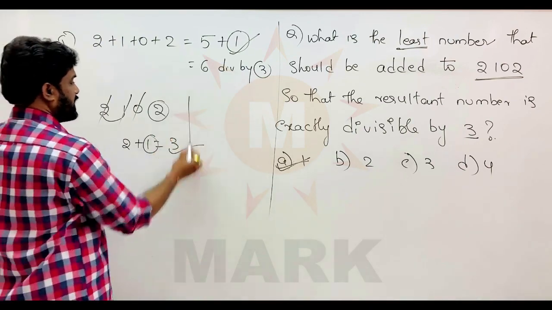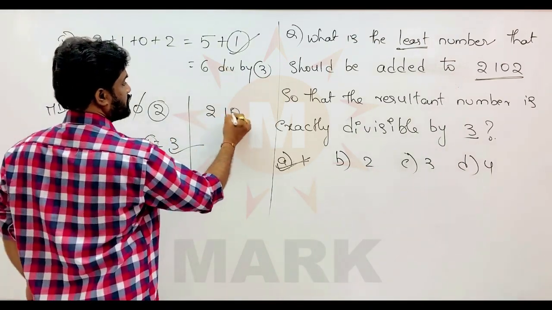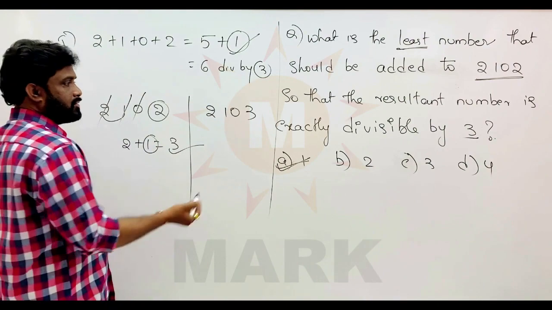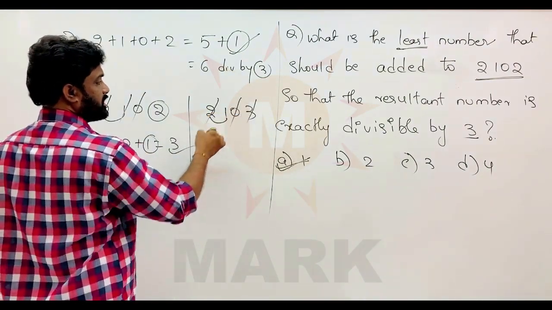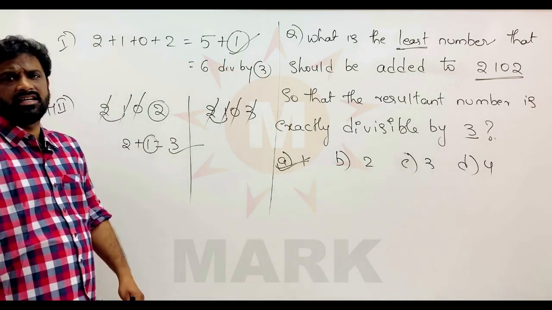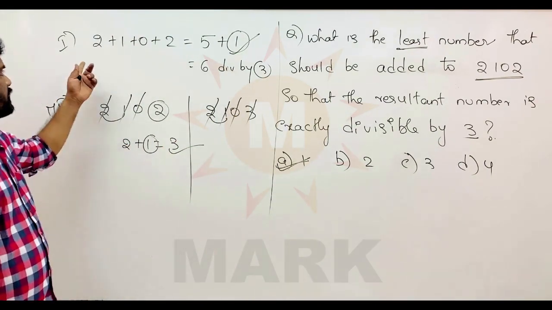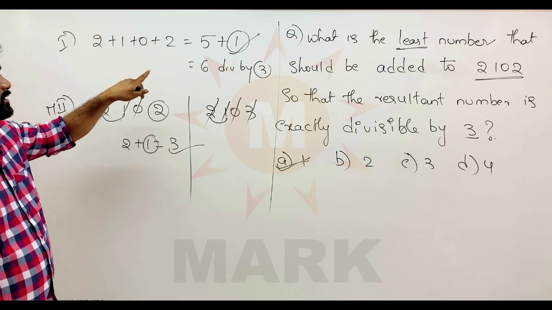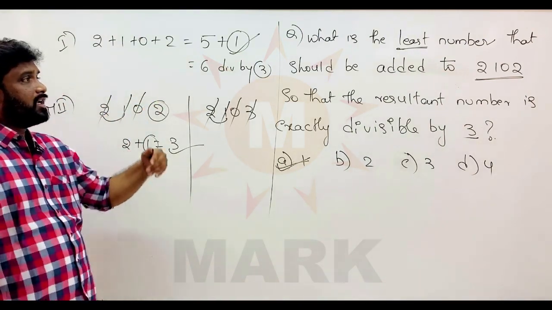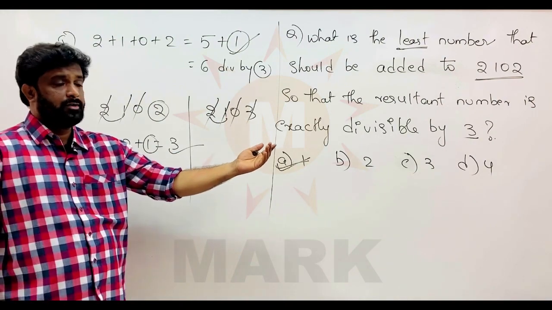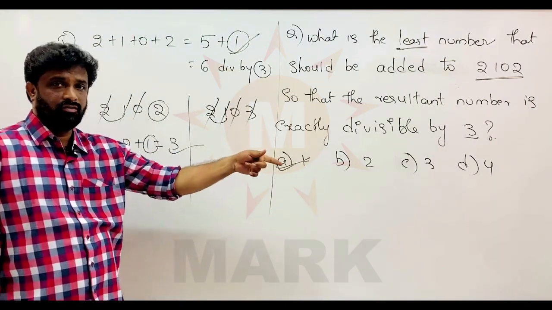So 1 is the number that should be added. If 1 is added to 2102, it will become 2103. Obviously the zeros are cancelled, 3 gets cancelled, and 2 plus 1 is 3, which gets cancelled. That means the number is exactly divisible by 3. So we can do this solution in the digit sum method or in the cancellation method. Now, if the same question is given for the divisibility rule of 9, how should we do it? We will see it now.